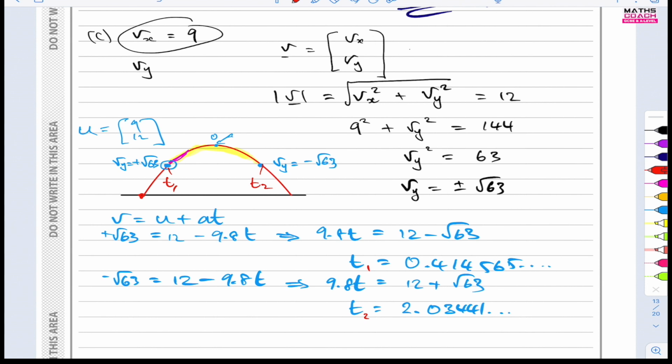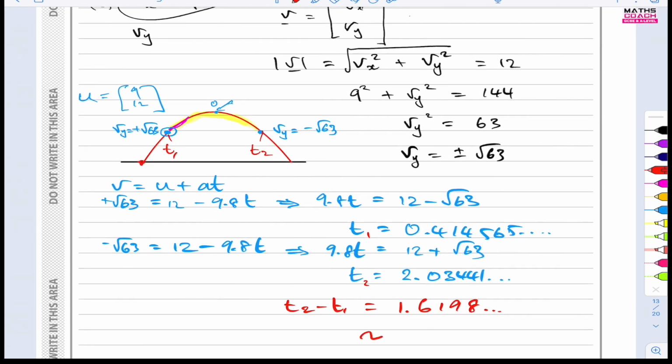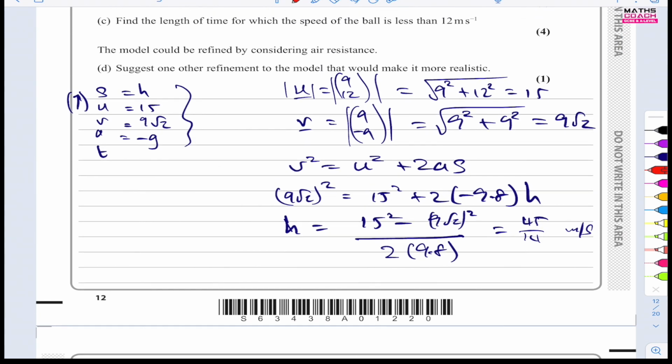So the length of time the speed is less than 12 meters per second would be t2 minus t1. Subtract off 0.414565. Give it to 3 SF, it's 1.6198, so approximately 1.62 seconds.